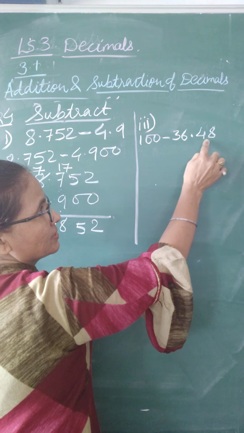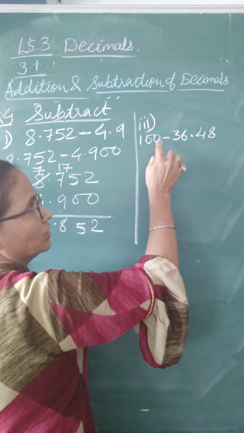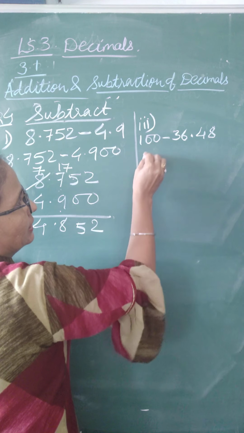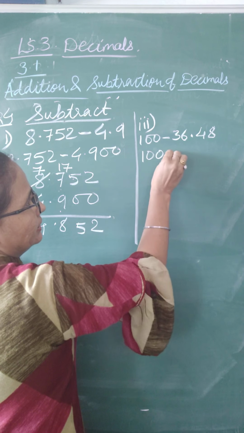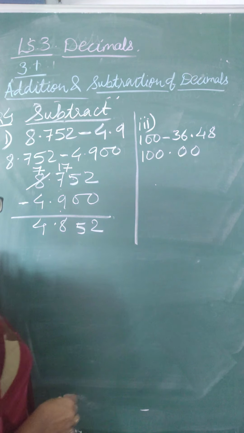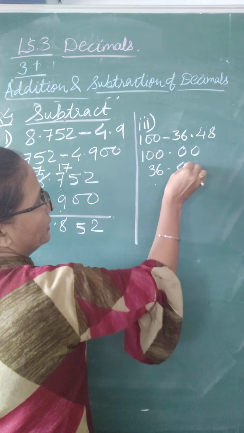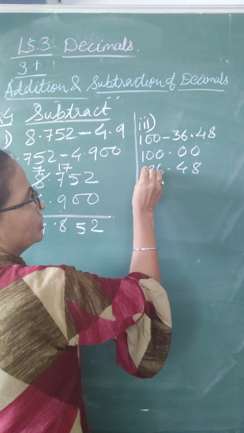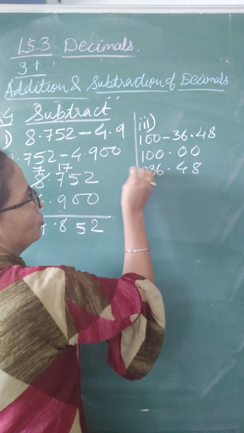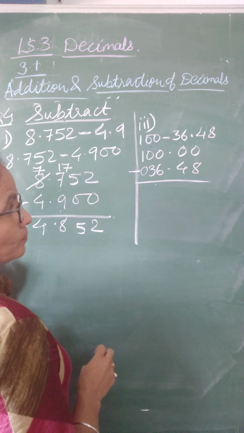Now here see, here 100 is written only, there is no decimal part. And here how many decimal places? 2. So to equalize the decimal part, what do we put? Here we put a dot and add 2 zeros. So this 100 becomes what? 100.00. How many decimal places? 2 decimal places, and here 36.48. Here there is no digit, so you can write 0 here. Now you have to subtract this. Now see how to subtract this also.